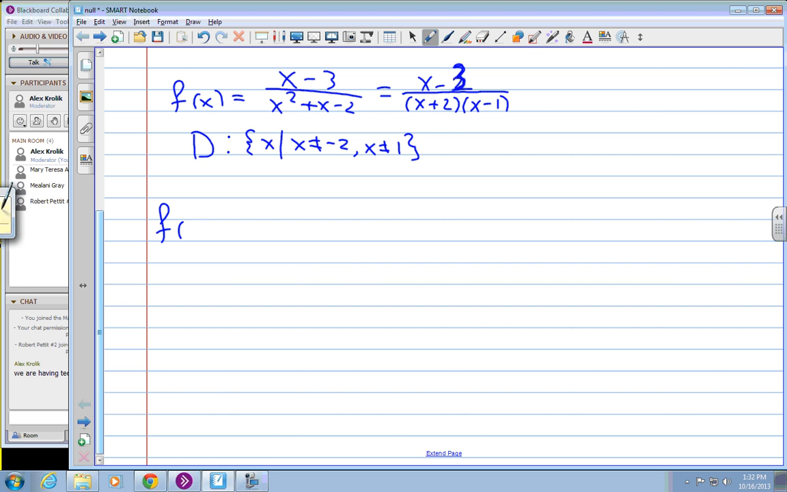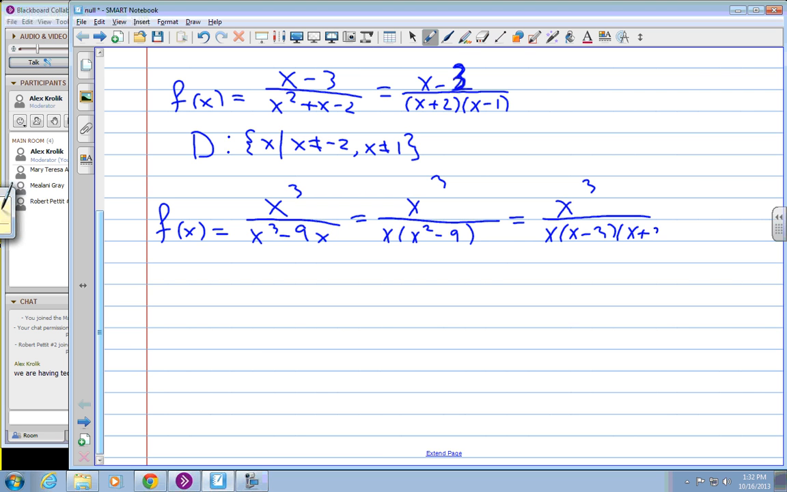Here's another example. Let's say I have something like this, x cubed over x cubed minus 9x. So that's another example of a rational function. So we need to find the zeros of the denominator. So we're going to do some factoring. So x cubed goes in the numerator, then we can factor out x from the denominator to get x squared minus 9, and x squared minus 9 is the difference of two squares. We can factor that into x minus 3, x plus 3.